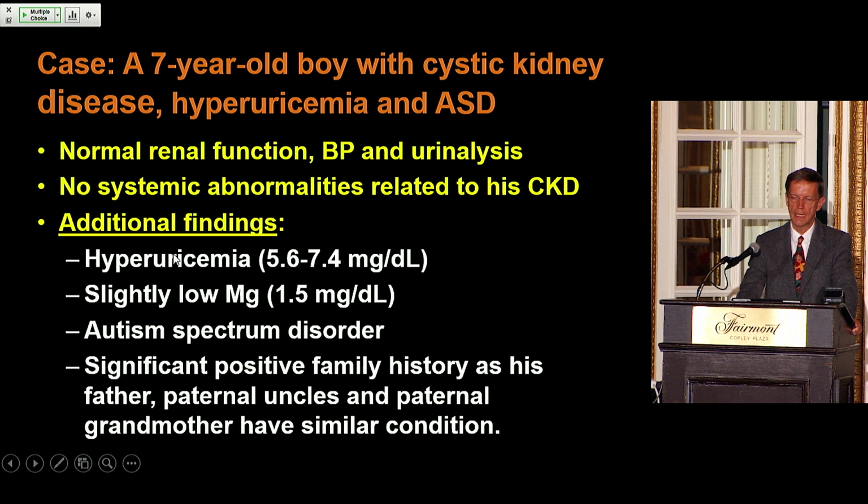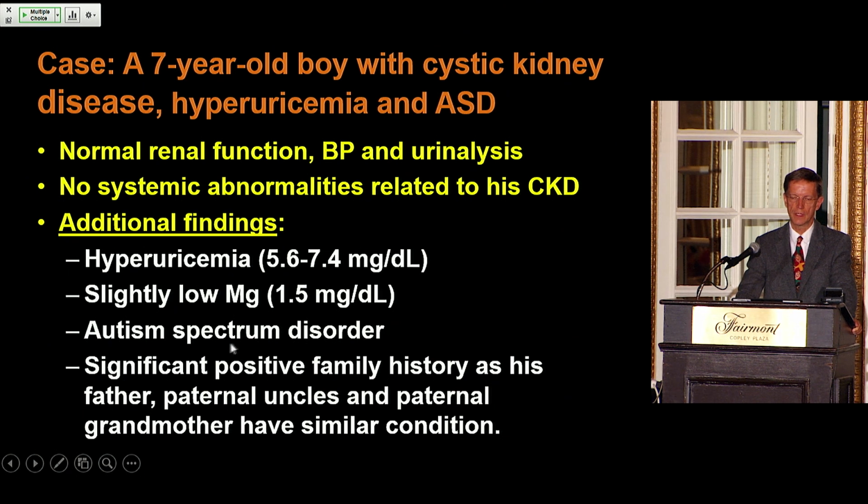Now, finally, let me move to a brief case. A 7-year-old boy with cystic kidney disease and hyperuricemia, and he also had an atrial septal defect. He had still normal renal function and normal blood pressure, and urinalysis was unremarkable. He had no systemic abnormalities other than the ones described, and at least none that were related to his chronic kidney disease. The additional findings were the hyperuricemia, a slightly decreased magnesium.